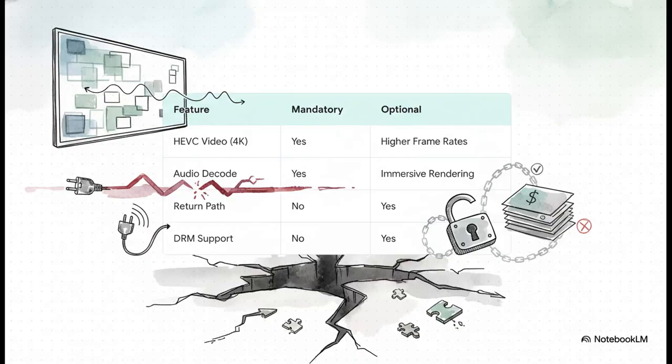This table right here tells the whole story. Look at the mandatory column. A TV has to be able to decode the 4K video and the advanced audio. Great. But now look at those bottom 2 rows. The return path and DRM support, both are listed as optional. This creates a huge problem. It means that many of the most valuable new business models, like targeted ads or premium content, are not guaranteed to work on every single TV set out there. That creates a ton of uncertainty for broadcasters who are investing in these new features.